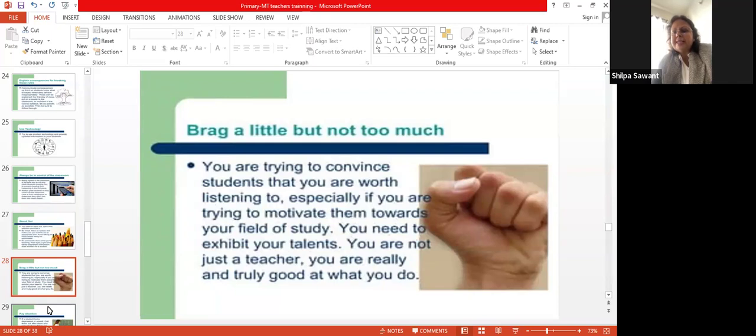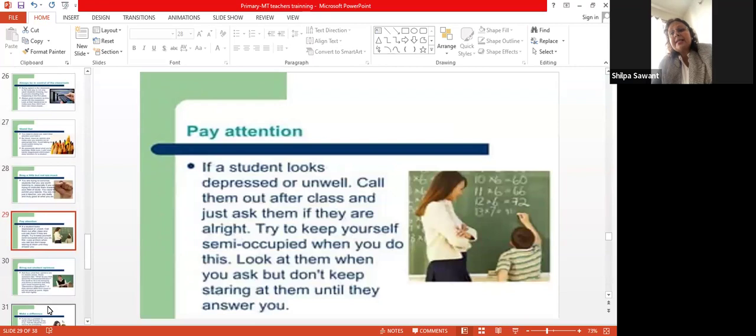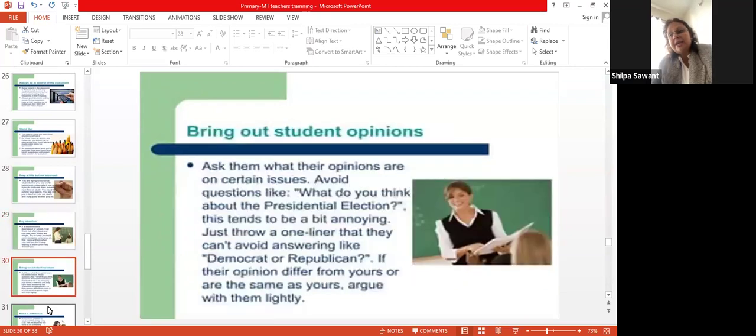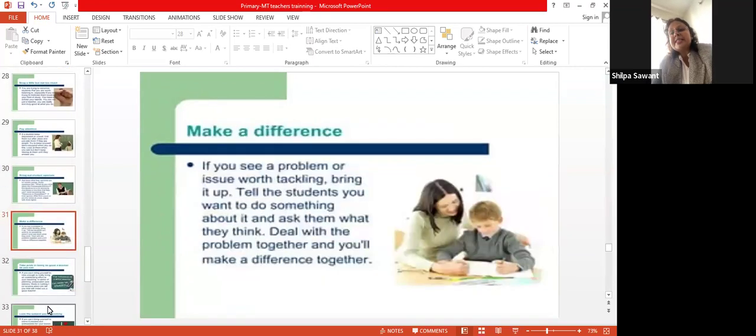Even after the bell rings and all, she has to know where she has to stop. What are her boundaries? That is also important. Pay attention to each and every child. Bring out the student opinions. Make a difference. That is also important. Tackling problems. Each child is different.